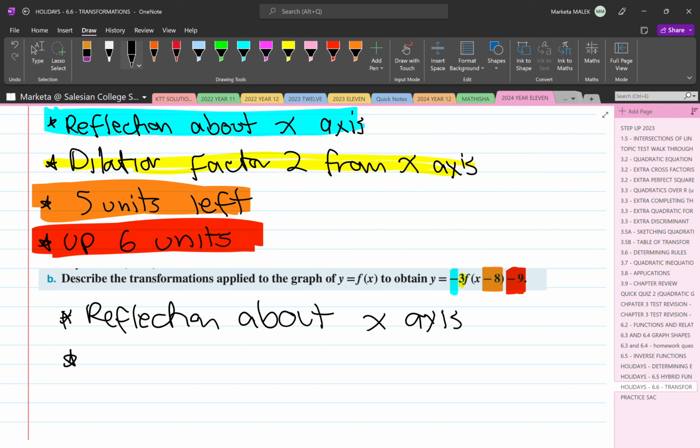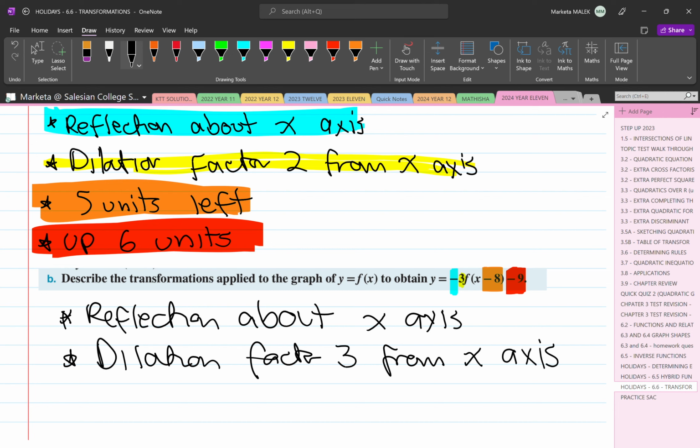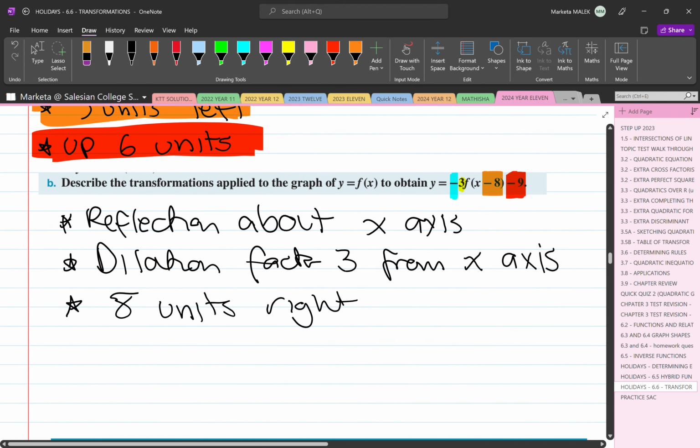We then have dilation factor 3 from the x-axis. So x comes before y. They both are in the first place as they can be. We have 8 units right, so in the positive direction of the x-axis. You could say that if you prefer. And we have 9 units down.